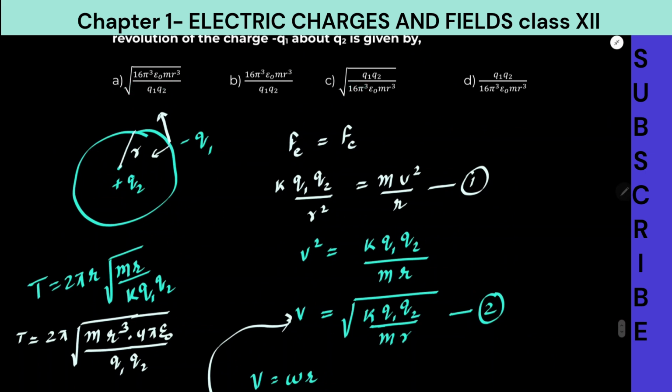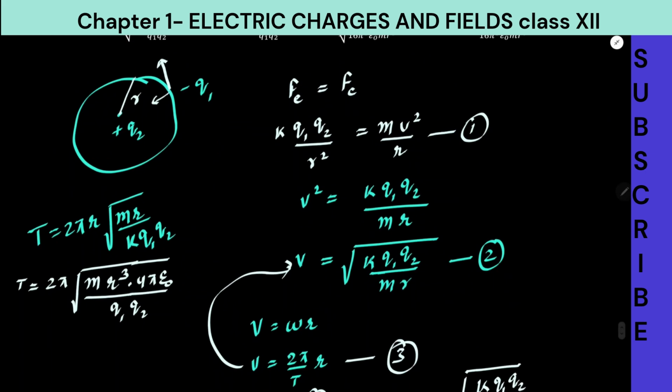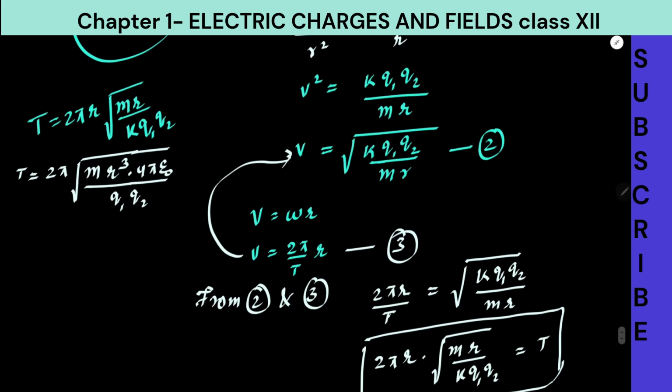So either the option is A or option is C, because they are only coming in root and they have nothing outside. So let's take 2 pi also inside. So what will happen if you take 2 pi inside? It will become 4 pi square. Yeah, square it when you take it inside and root it when you take it outside, right? So 4 into 4, it will become 16 pi square and pi cube epsilon naught mr cube upon q1 q2.